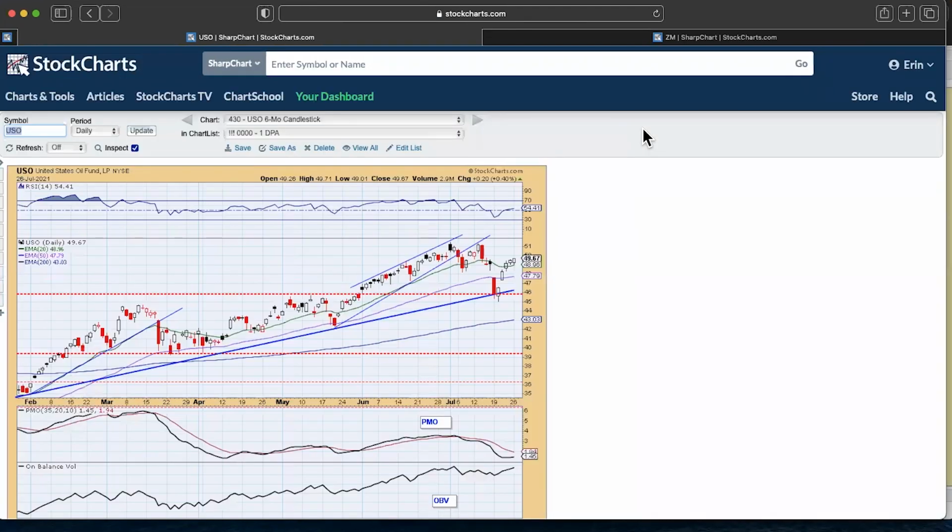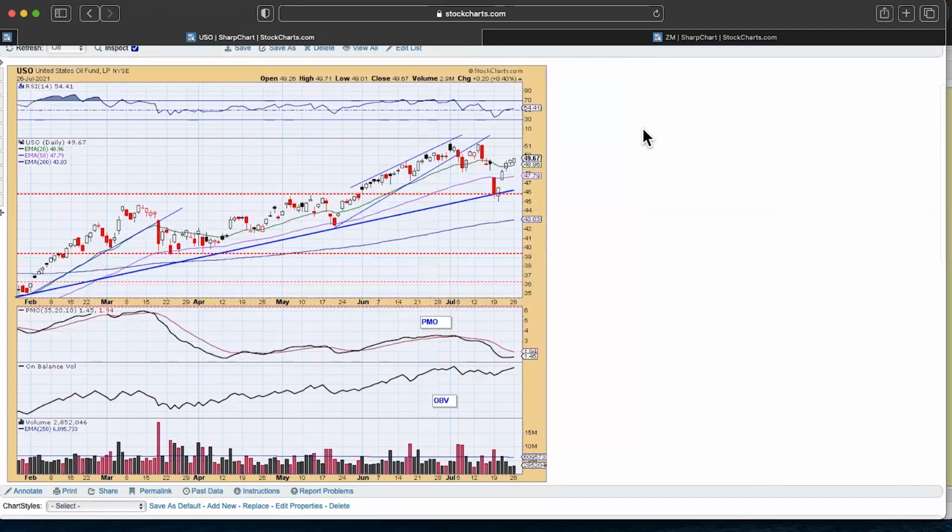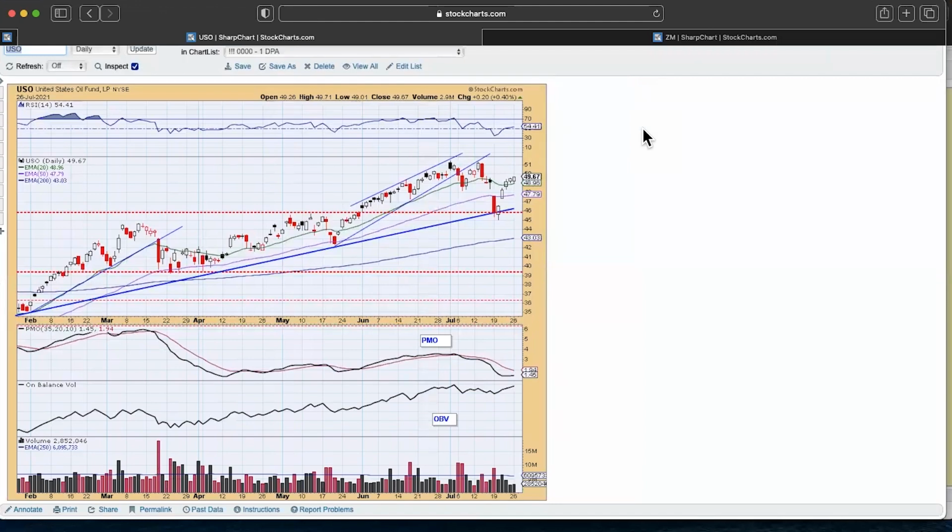USO, I was asked about this one in the free trading room this morning. When you look at the oil chart, certainly we're making some great strides. We've now had a 1-week rally here. Price is now holding above the 20-day EMA. PMO is starting to turn up, which is good. And we are seeing the RSI just above net neutral 50.